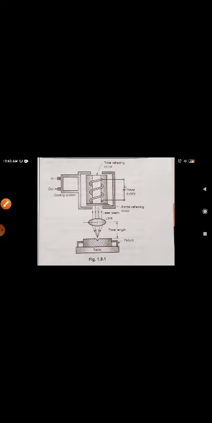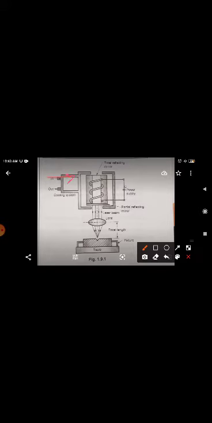Then the cooling system is over here. Coolant passes into that cooling chamber and comes out by taking the heat generated. You can see over here power supply, capacitor is given there, here winding is there, and this is the laser emitting material.